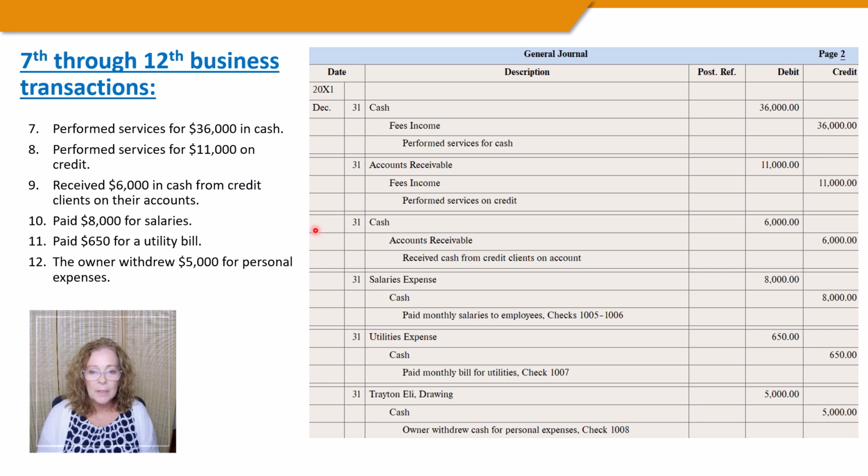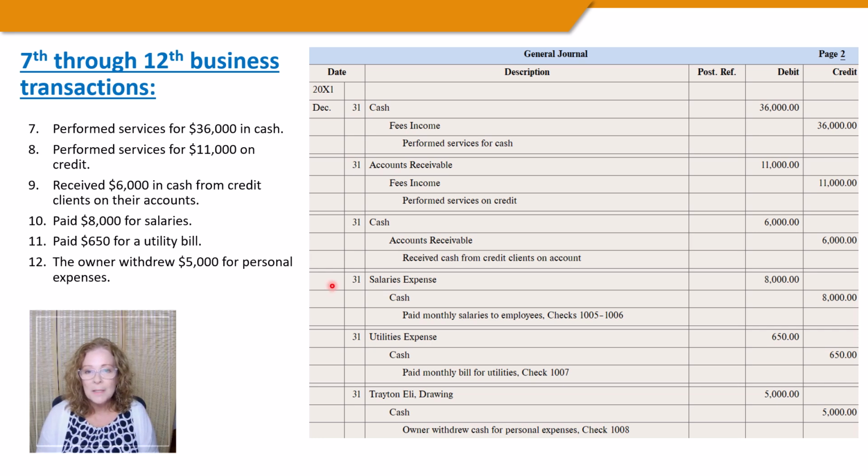Next, for our 9th transaction, we received $6,000 in cash from credit clients who previously received services on credit. In this case, we'll debit cash because assets increased, and we'll reduce accounts receivable with a credit of $6,000.